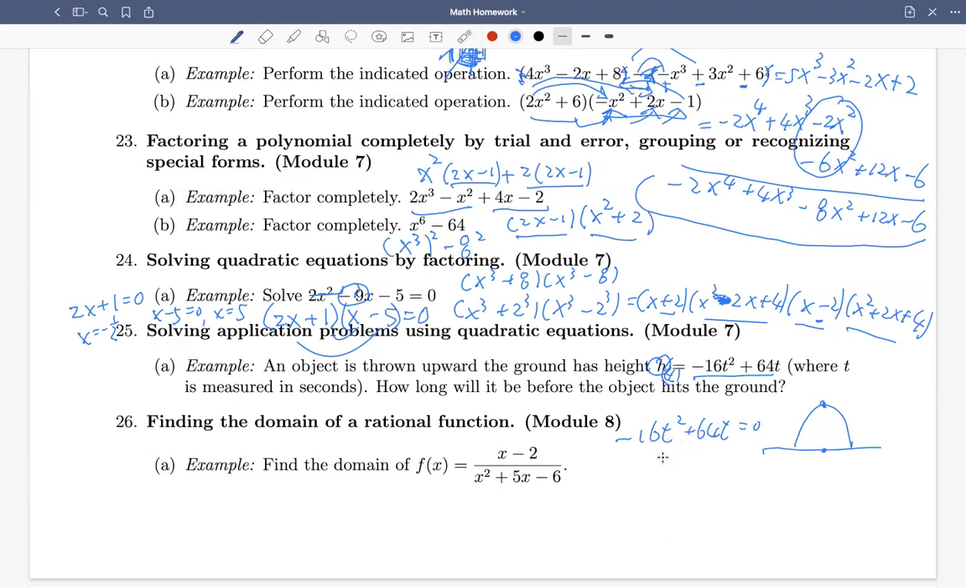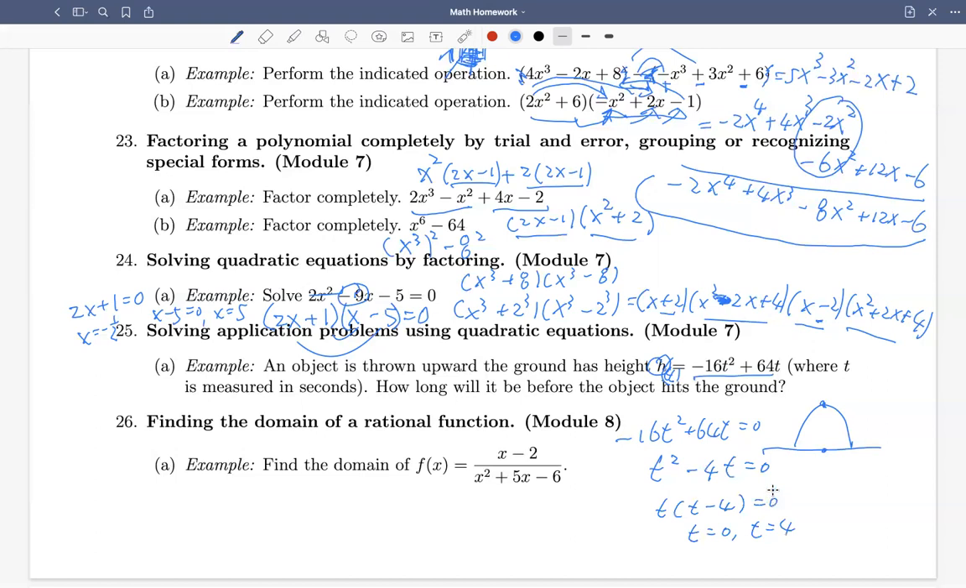So let's divide by negative 16 first. So we want to make this one positive, right? So 64 divided by negative 16, that's negative. Well, 64 is 4 cubed. 16 is 4 squared. So 64 divided by 16, that's 4. So t squared minus 4t equals 0. Factor out t, we want to put it in a factored form. So t times t minus 4 equals 0. So we get two solutions. Either t equals 0 or t equals 4.